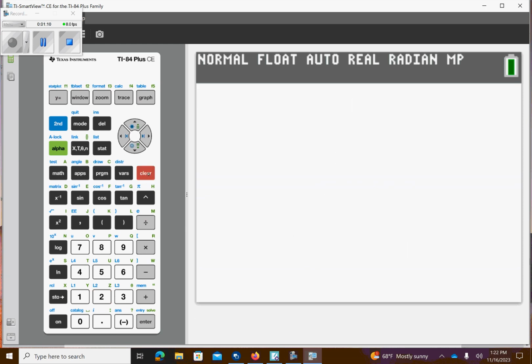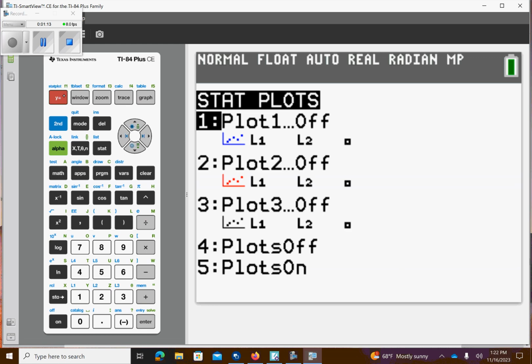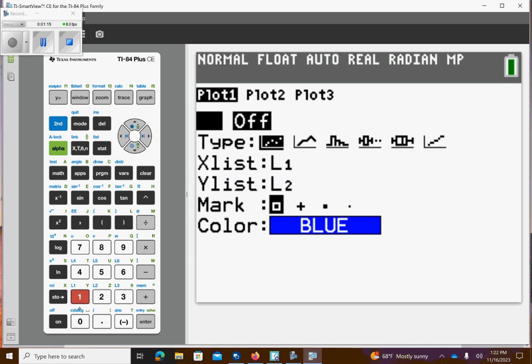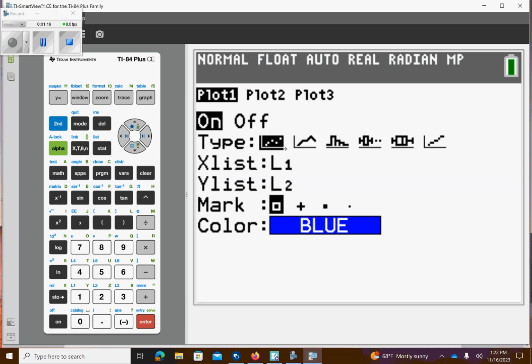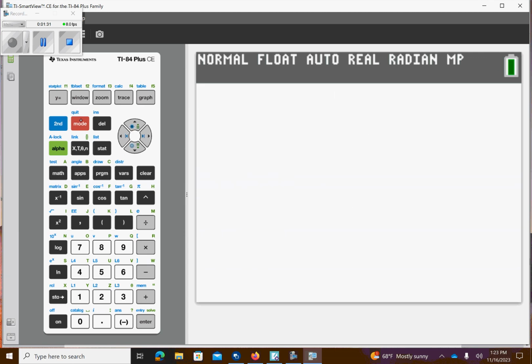All right, so now I'm going to go to second y equals. I'm going to turn my plot on, hit enter there. So that's blinking over there. We want our data to look like this. List 1 and list 2 is all good. You could choose if you want square, plus, dot, or little dot, and pick your color if your calculator does that. Hit second quit to get out of there. And so let's plug our data in.